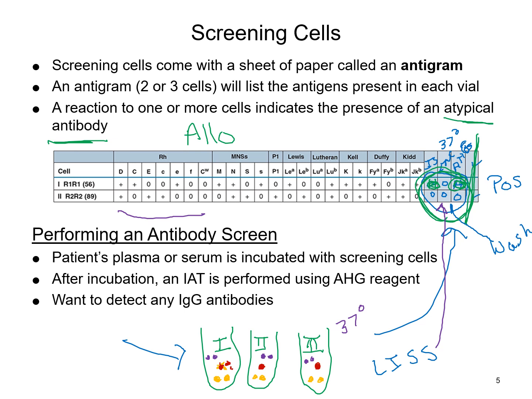When you add that AHG, that starts bridging all of those connections together because of that anti-IgG type of antibody. So we're looking to detect those. Now just keep in mind that all of your negative reactions during that AHG phase, if they're negative, are going to get those check cells, or those Coombs control cells.